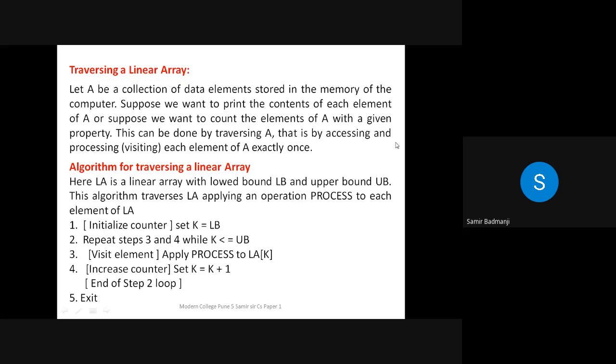Now usually this algorithm is asked in the board exams, but rarely. Algorithm for traversing a linear array. So here we have defined an array. LA is a linear array with lower bound LB and upper bound UB. Now suppose the array size is 10, so lower bound will be 0, upper bound will be 9. So this algorithm traverses LA, applying an operation or process to each element of LA.